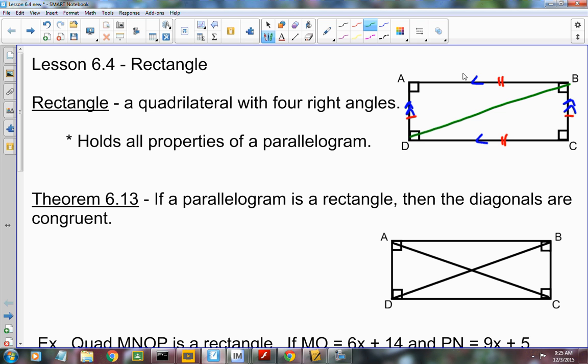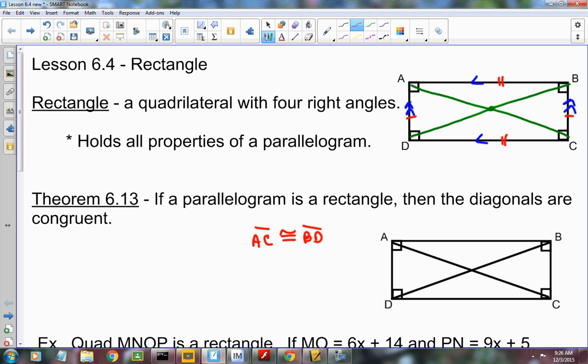Okay. And then what happens if you draw both? They bisect each other at their midpoint, right? They bisect each other at their midpoint. Plus, it's got the 4 right angles. Then it has another property, and it is that the diagonals are congruent to each other. So AC is congruent to BD. So it holds all the properties of the parallelogram. It has 4 right angles, and the diagonals are congruent to each other.